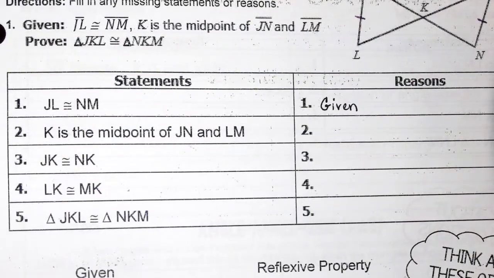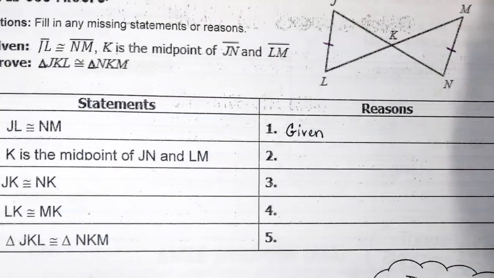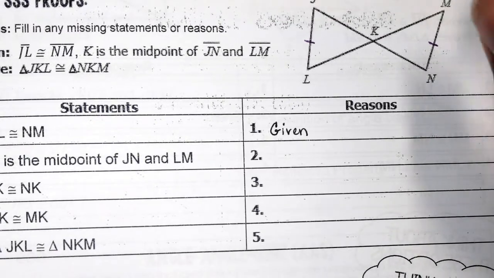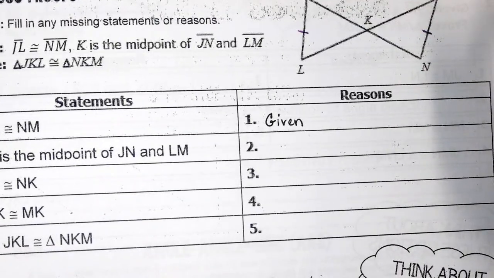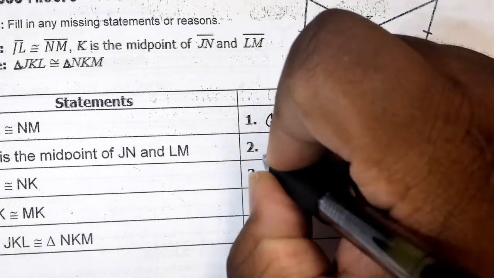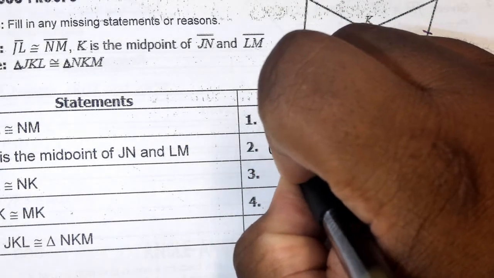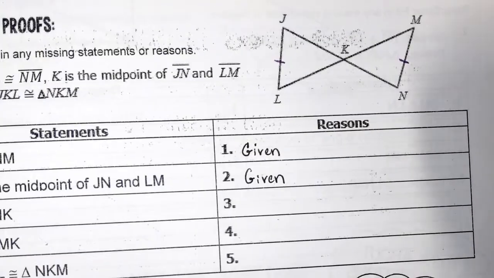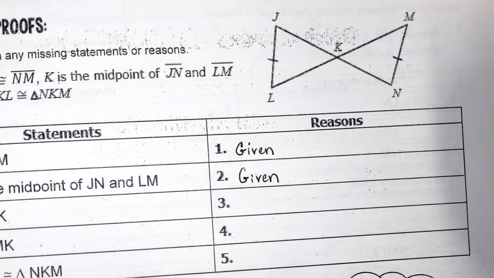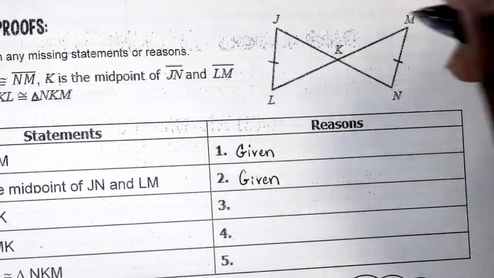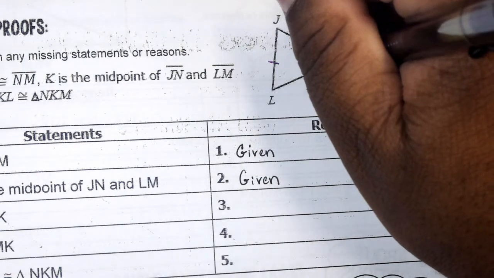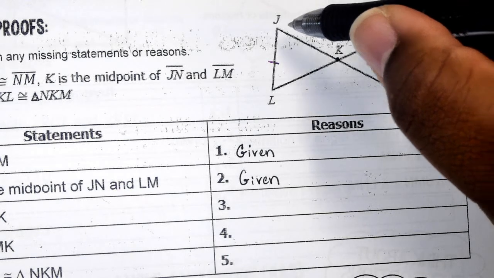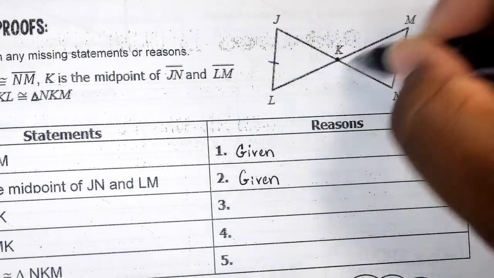The next thing it says is K is the midpoint of JN and LM. K is the midpoint of JN and LM. How do we know that? We know that because it's given information again. They told us that at the top. Here they told us K is the midpoint. They didn't tell us any sides were congruent, but we know now that this point K is the midpoint of these 2 segments, JN and LM.